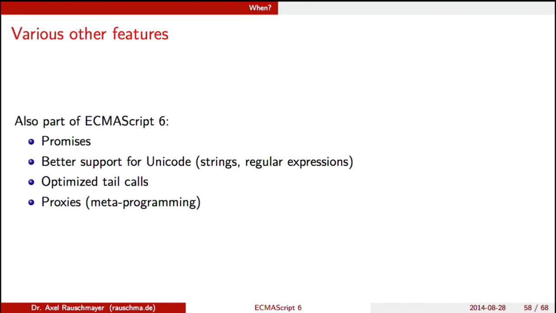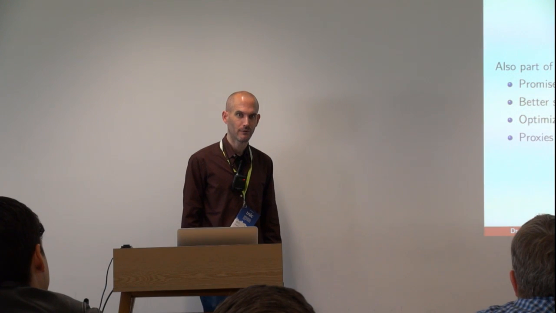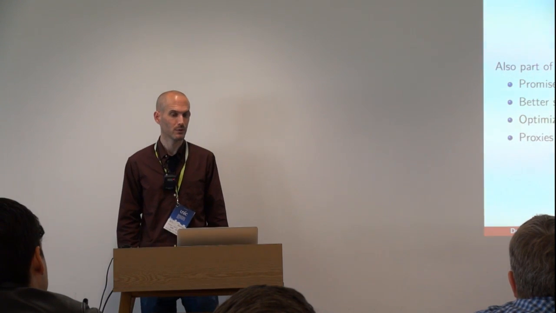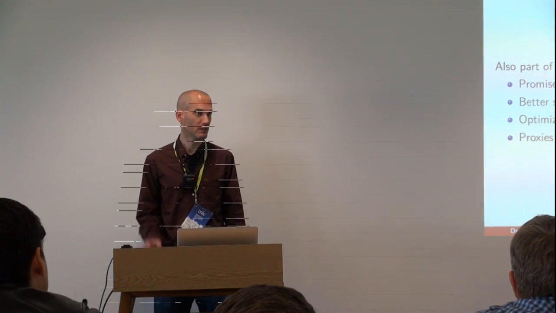Also part of ECMAScript 6 are promises, which help tremendously with asynchronous programming. There's better support for Unicode. There are optimized tail calls. So if the last thing you do in a function is a function call, that function call is a go-to, and the stack doesn't grow. So you could actually implement loops and stuff via recursion, as you do in many functional languages, and the stack wouldn't grow because it's always a jump.